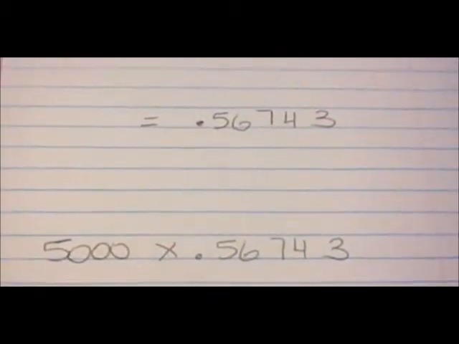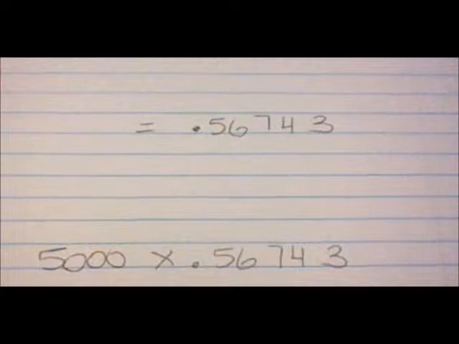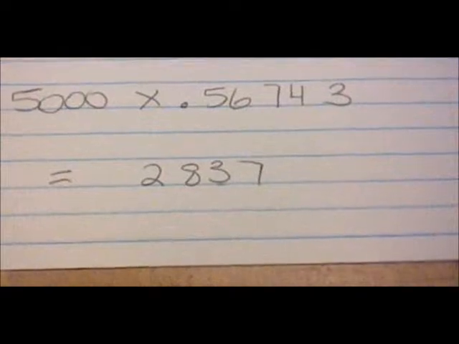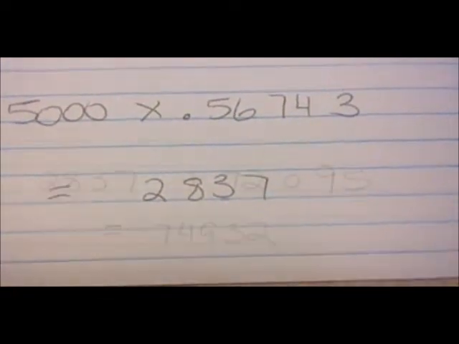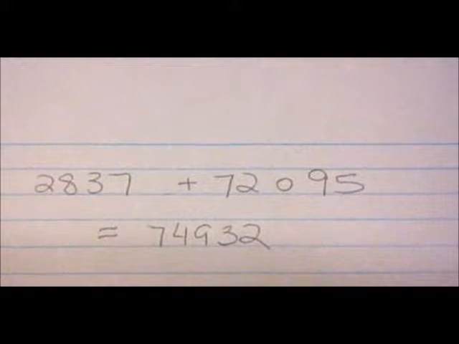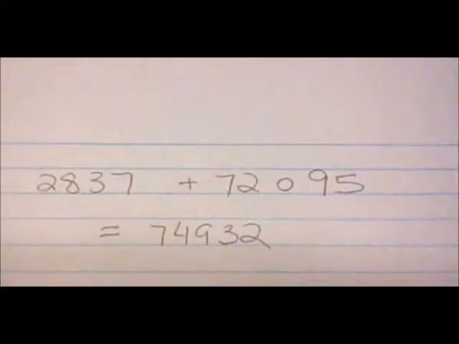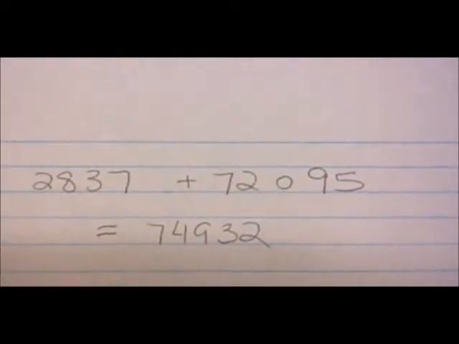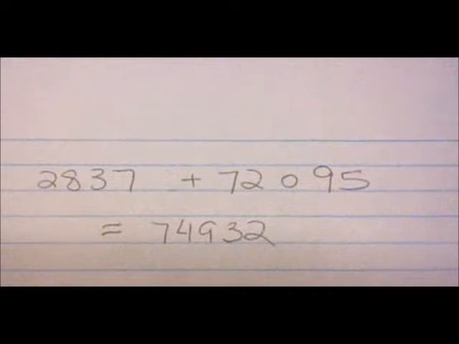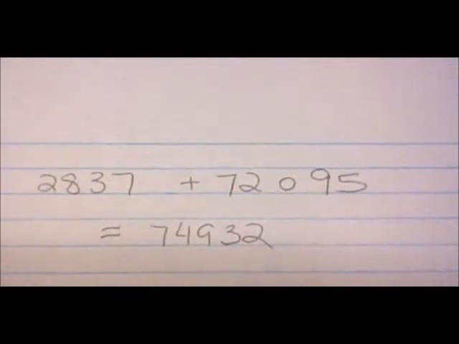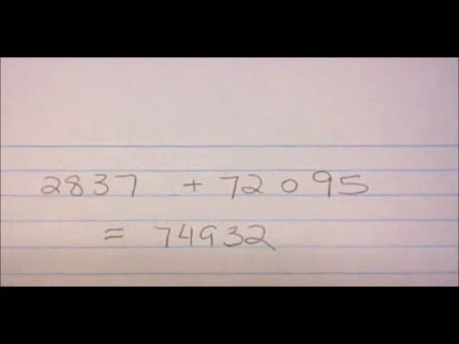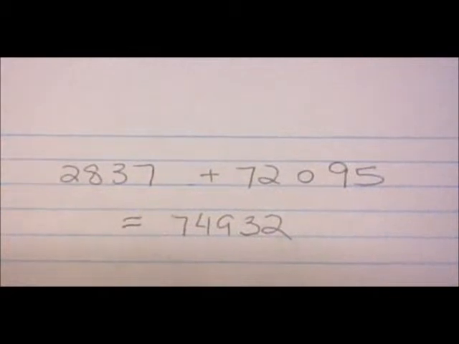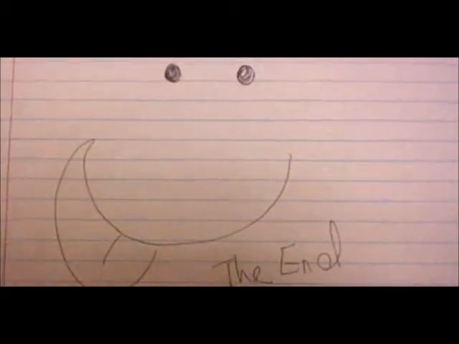So we want to take our present value of $5,000 and multiply it by 0.56743. And we get 2,837. So now we take 2,837 and we add it to the answer in the first part of our question, which was $72,095 as the present value of the $20,000 annuity payment. So we add 2,837 to 72,095 and we get 74,932.